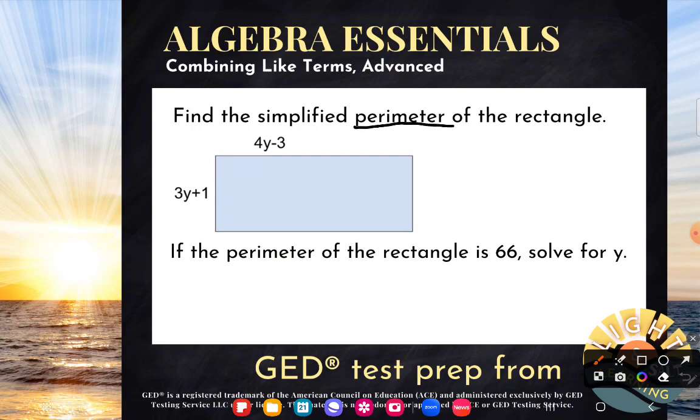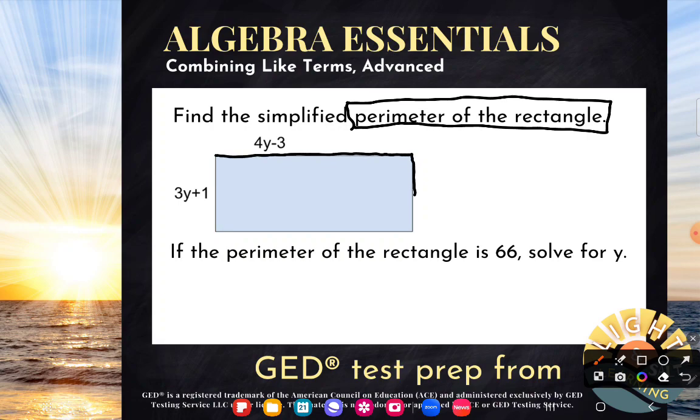So let's start with the perimeter of the rectangle. Now you could certainly hit up the GED formula sheet, which would tell you that perimeter is equal to 2L plus 2W, 2 lengths plus 2 widths. But I'm just going to use the definition of perimeter, which is basically the distance all the way around the outside of a shape. So that length, then that length, then that length, then that length, all added together. So looking at it that way, this is going to be pretty simple.